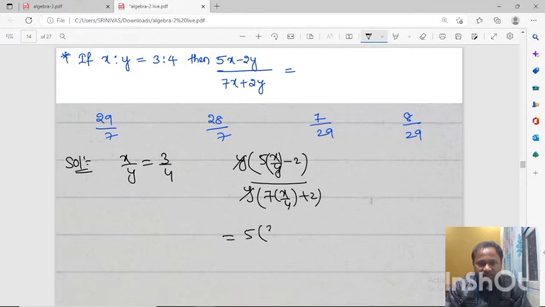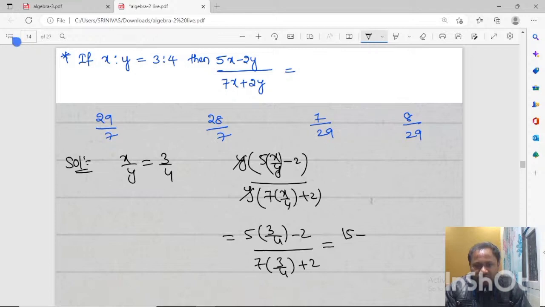5 into x by y means 3 by 4, minus 2, divided by 7 into 3 by 4 plus 2. Okay, now simplify this, you will get the answer. How much? 5 threes are 15, minus, 4 twos are 8, not 12. 4 twos are 8, divided by here 21 plus 8. Yes, exactly correct answer. 7, not 8, 7. 7 by 29 is the correct answer. Yes, that is correct. Only substituting.